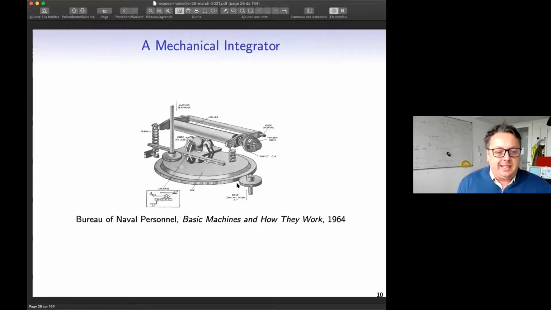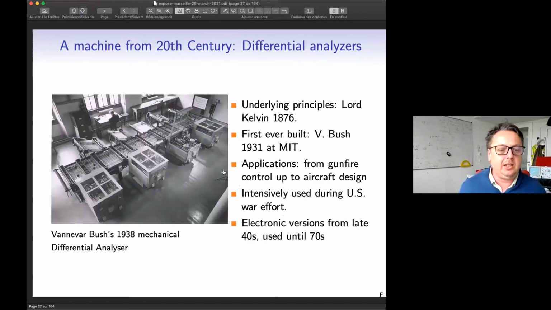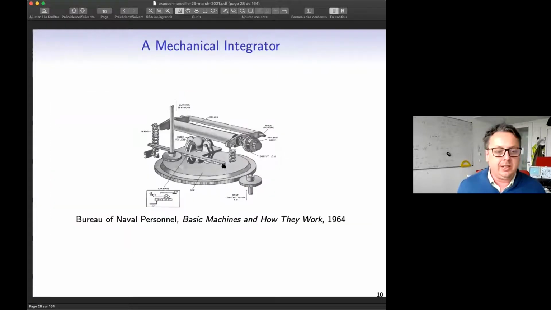So the most tricky part in this machine is what you see here. If you have a good view, this disk here, these are integrators. It's quite surprising that you can do that mechanically, but yes. This takes some input, encoded as an angle, and outputs here some angle, which is the integral of the input. So it's realizing an integration.